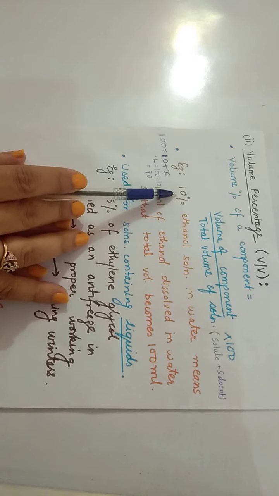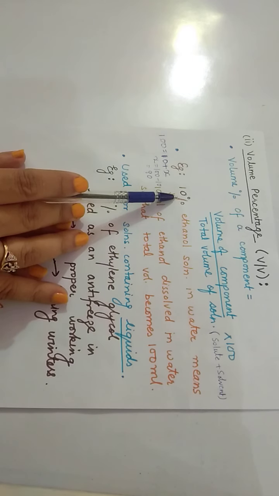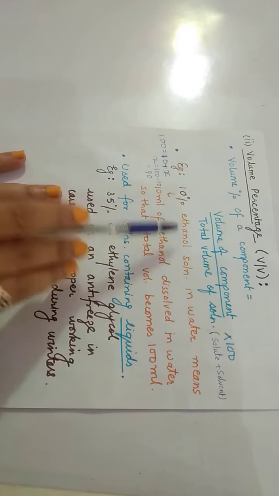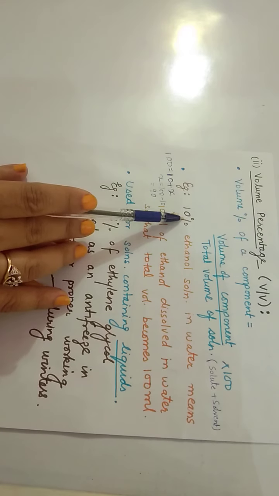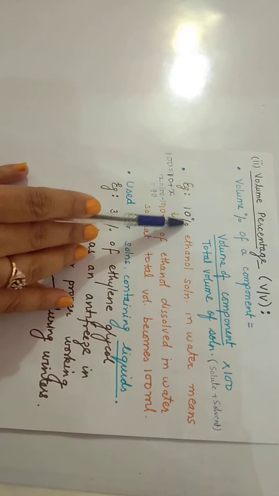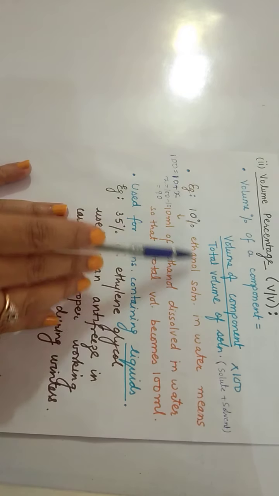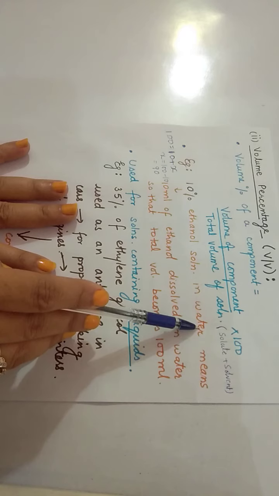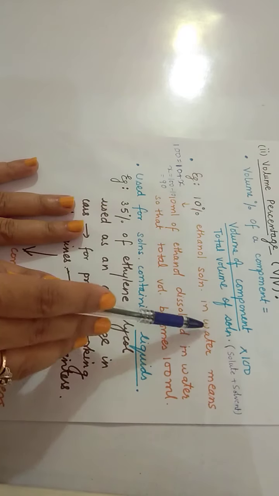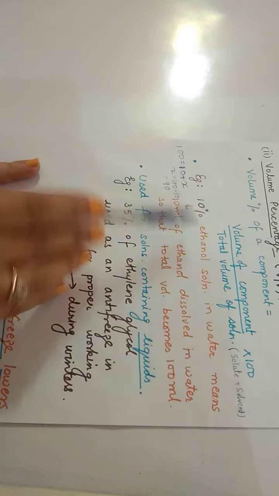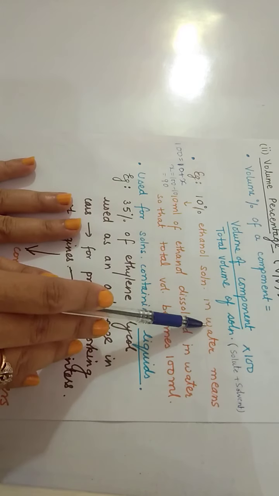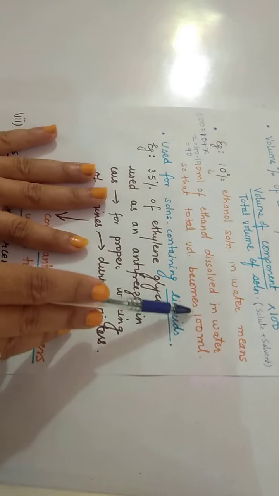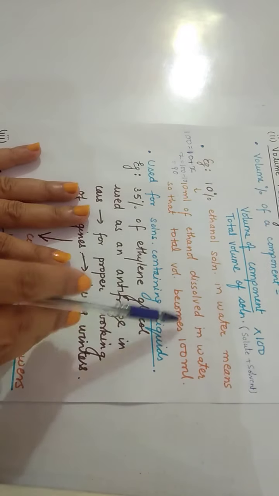For example, if it's written 10% ethanol solution in water, then what does it mean? In the case of mass percentage, it was solid, so 10 gram was taken earlier. But in this case, ethanol is a liquid dissolved in water. So ethanol is the solute, which is dissolved in water, the solvent. So you write: 10 ml of ethanol is dissolved in some quantity of water to make 100 ml of solution.